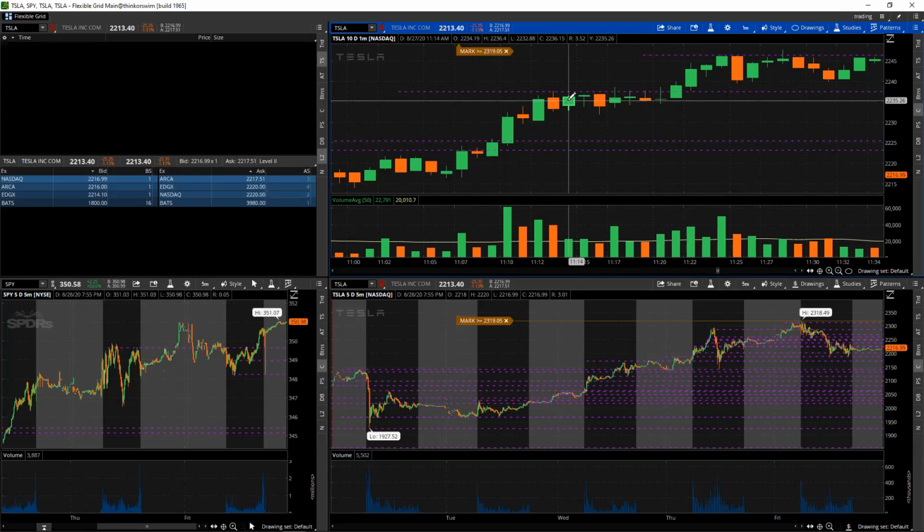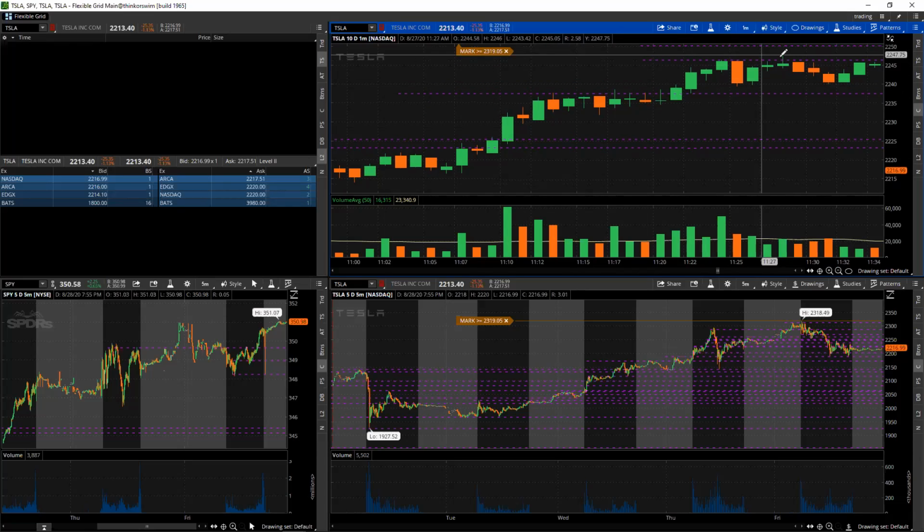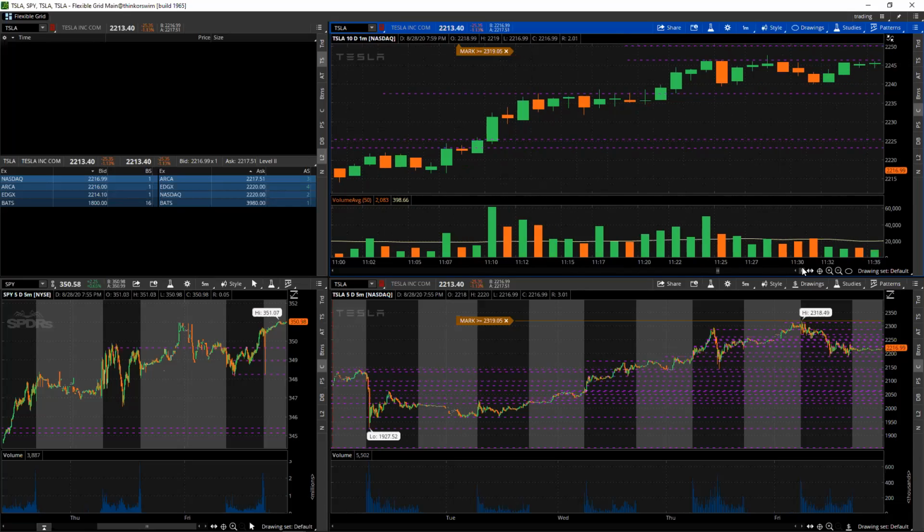If this was a real short play, you would see sellers of the same size you saw buyers at the low. You'd see sellers at 40, 50 stacking at that level to hold it down. So you get faked out here. So I got out break even on this. I got in, got out break even.